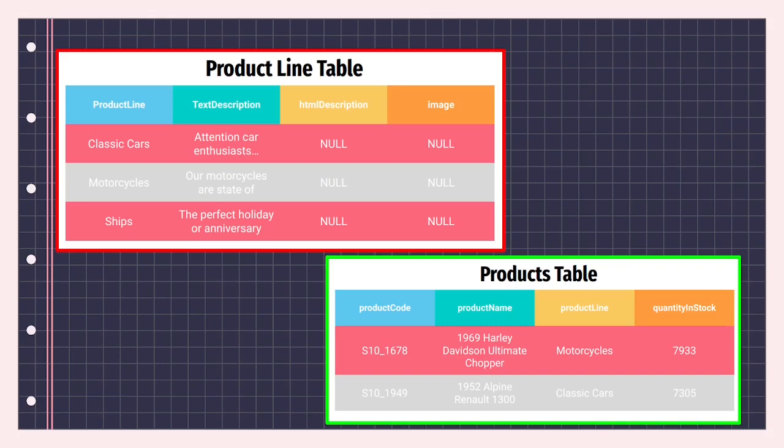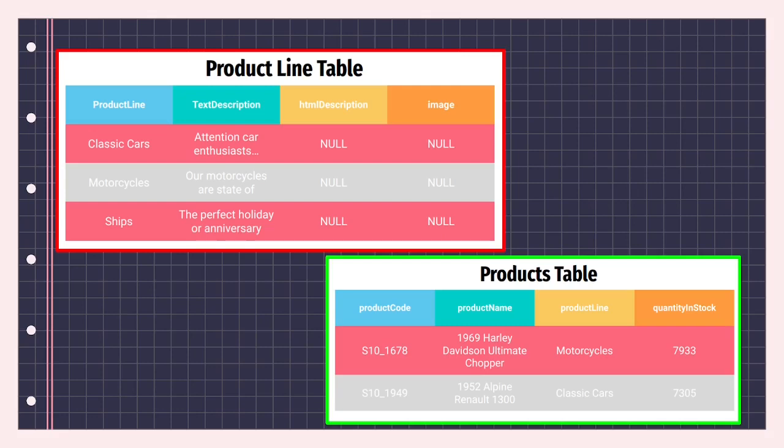And you also have the product line table. The product line table has the product line, like the classic cars, the motorcycles, things like that. And then you also have the text description, the HTML description, and then the image. And then finally we move on to the products table, which has the product code, the name, the product line, the quantity in stock, and all that information.